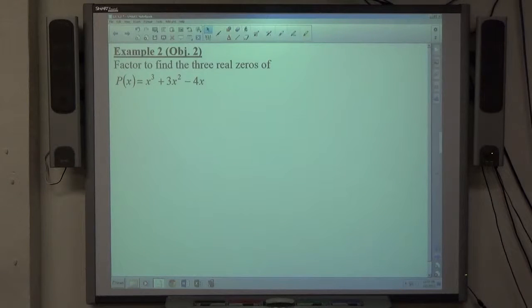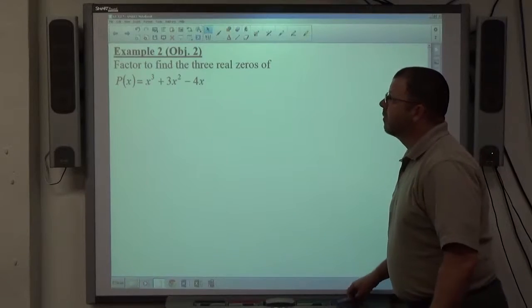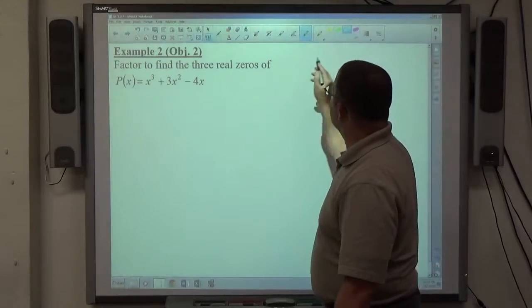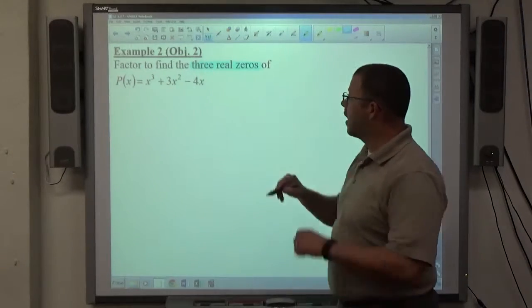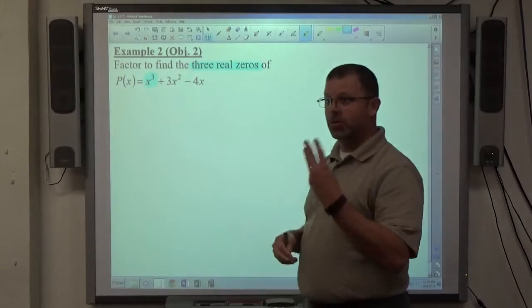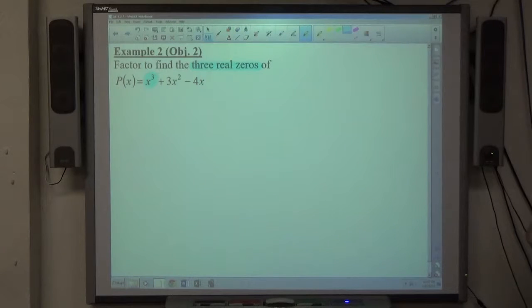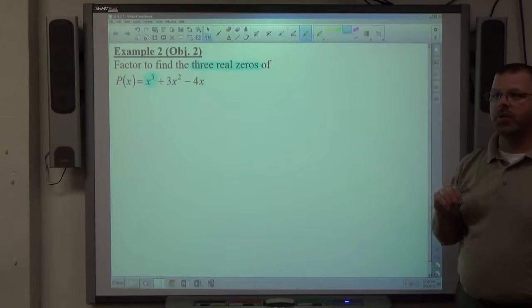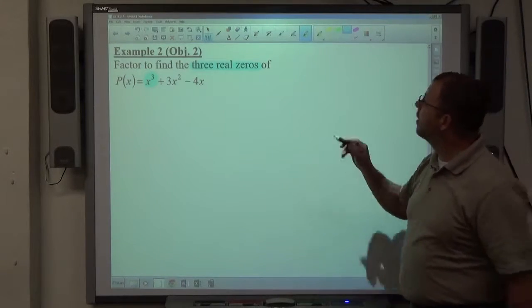Okay, factor to find the three real zeros of p of x equals x cubed plus 3x squared minus 4x. Now, this one specifically says there are three real zeros. What I know for a fact, if x to the third power is the highest power, there are three answers. Those answers may be real, they may be imaginary, okay? So the fact that it says three real zeros implies that they're all real, all right?